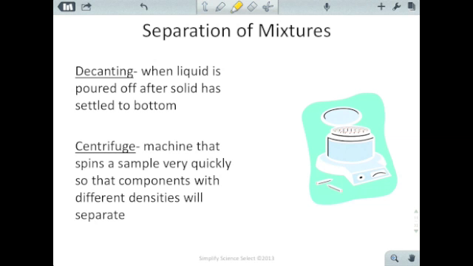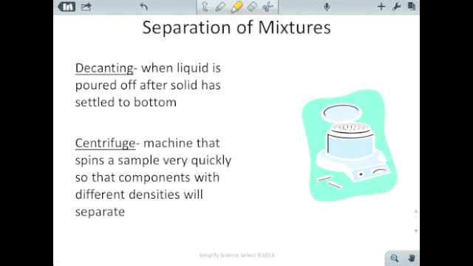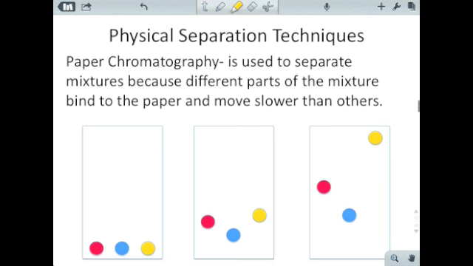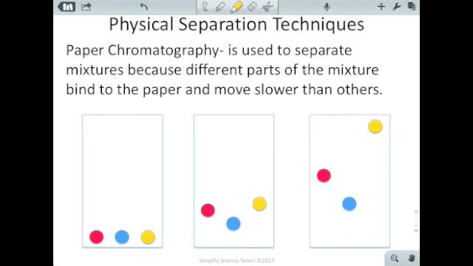Or we could use a centrifuge machine where it spins a sample very quickly so that the components with different densities separate. We see the centrifuge used a lot if you watch shows like CSI or something like that. Another physical separation technique would be paper chromatography. It's used to separate mixtures because the different parts of the mixture bind to the paper and move slower than others. You can see this if you practice it with ink. If you put a line of ink at the very bottom, like we've done here, and then you dip it in some water, the liquid will move through it and the particles will separate out.